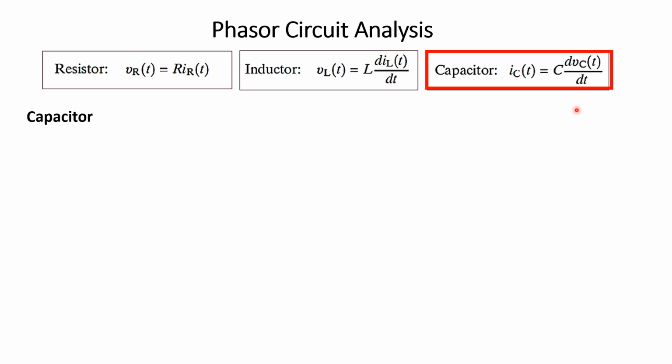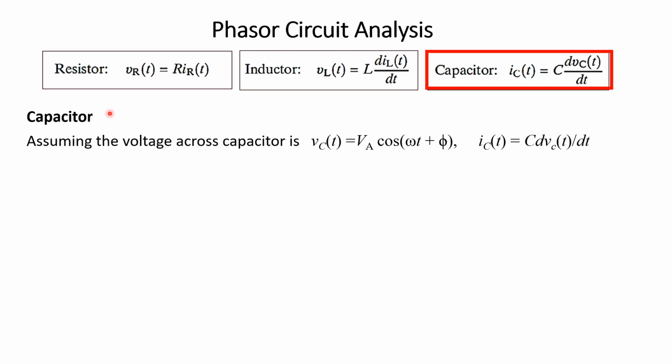Now the third circuit element, the capacitor, and we'll see how the capacitor is represented in phasor form. If we assume the capacitor voltage as V_A cosine(omega t plus phi), and I_C, we already know, is C times the time derivative of the voltage across the capacitor, the phasor representation of the capacitor voltage is V_A and the phase angle phi. This is the time domain representation.